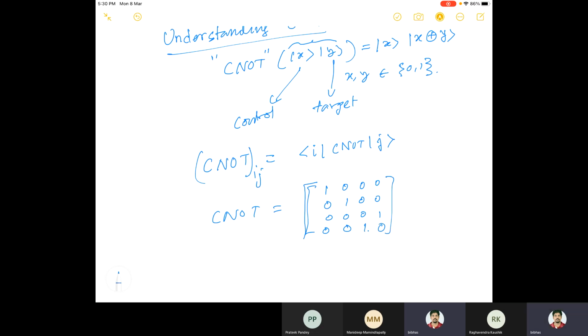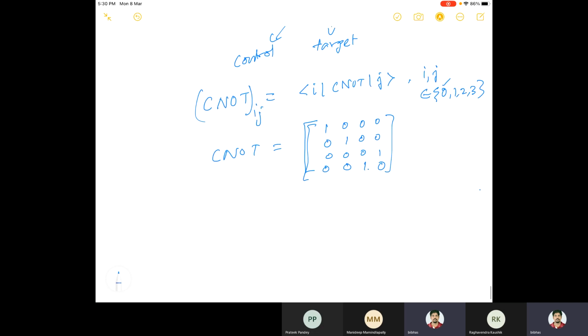This will be the matrix representation. You can check it out. Where i and j represent the indices of the rows and columns, and they go from 0, 1, 2, 3. So 0 corresponds to the first row or the first column, 1 the second row, the second column, 2 is the third row, the third column, 3 is the fourth row, the fourth column. Then you can construct what is happening.